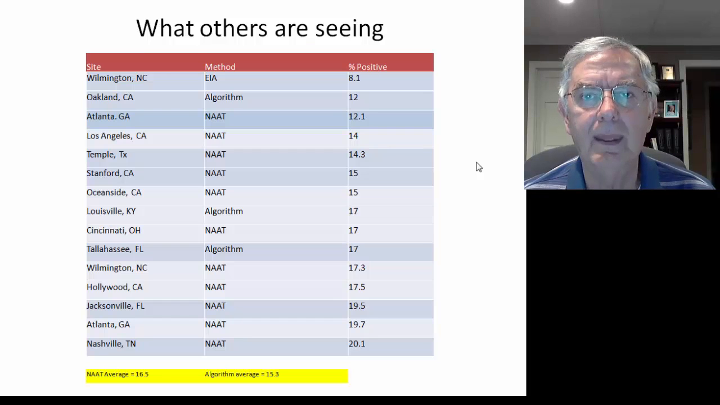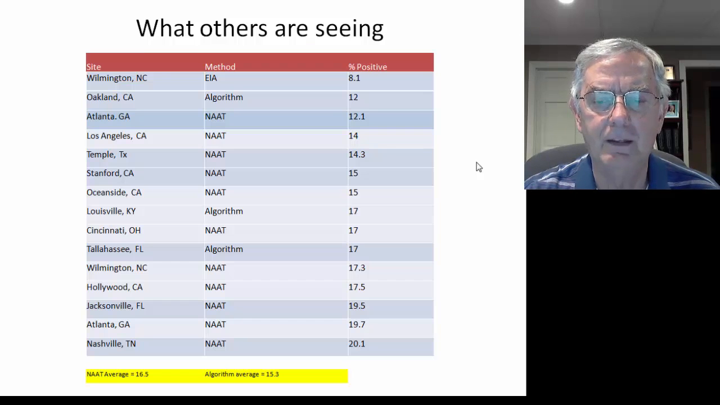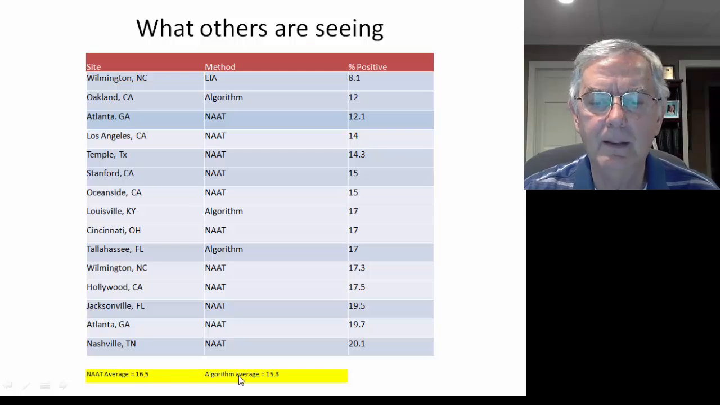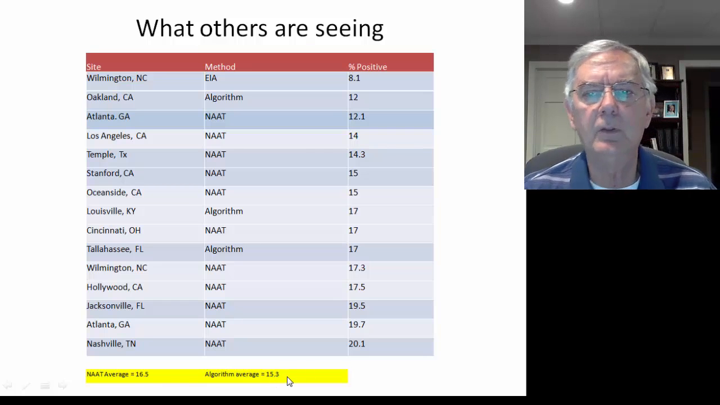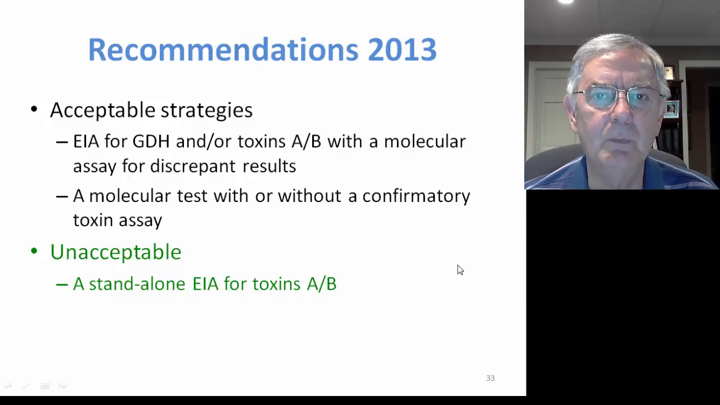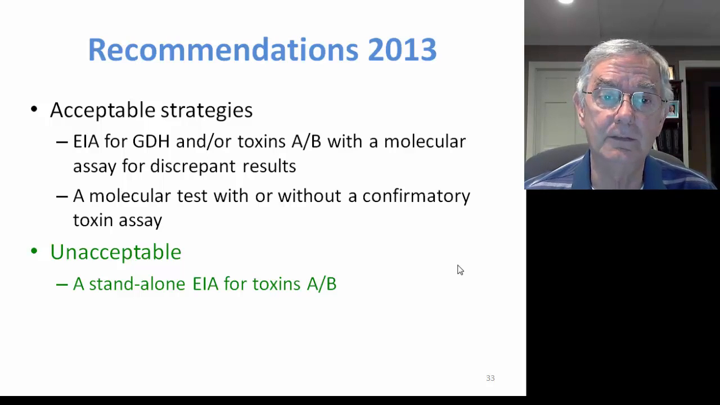And the algorithm and the PCR were very closely aligned in the percent positive. So they were both very effective. If you look at the bottom down here with the yellow, the PCR average alone was 16.5% positive in this group, whereas for those using an algorithm, the percent positive was 15.3, which was very close together. So the recommendations that came out in 2013 showed some acceptable strategies that we can use in our laboratory facilities for diagnosing this disease.